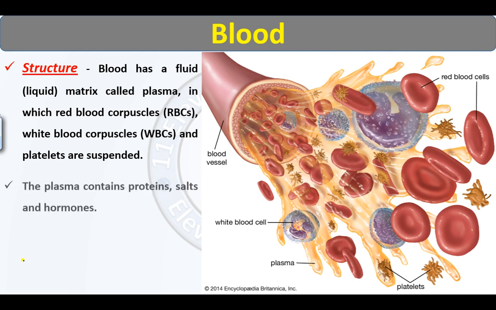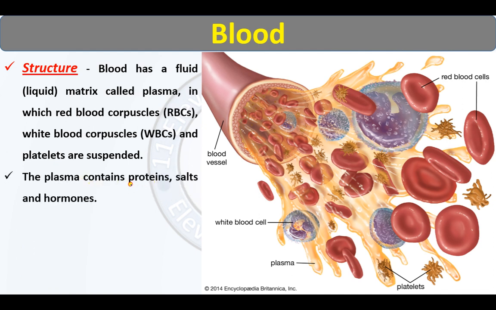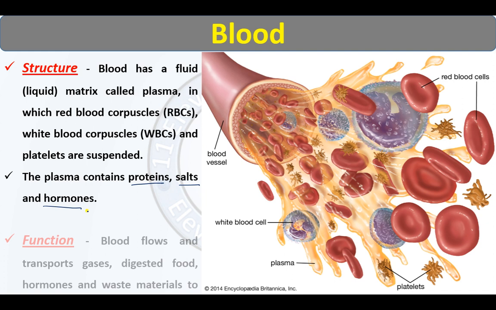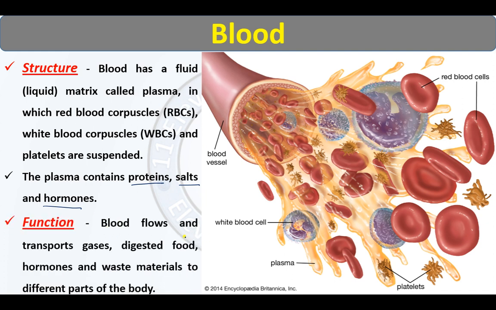Let us move ahead. The plasma contains proteins, salts, and hormones. This plasma that you can see over here, this yellowish white background, is a fluid that contains proteins, salts, and hormones. Function: blood flows and performs what? It performs transportation. It is the main function of blood. Transportation of gases, of digested food, of hormones, and of waste materials to different parts of the body.